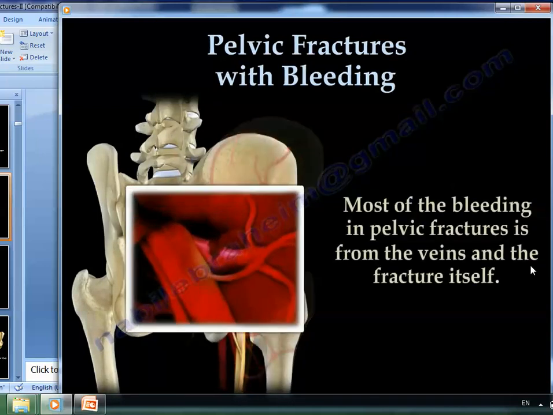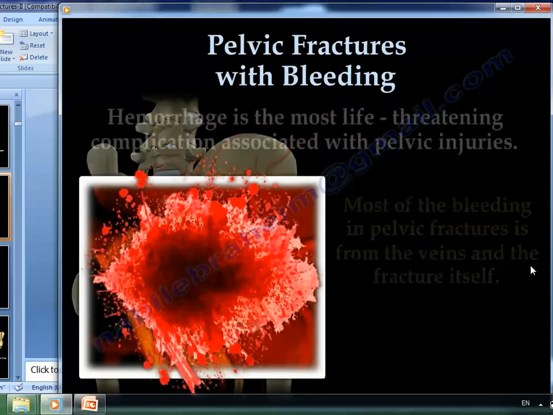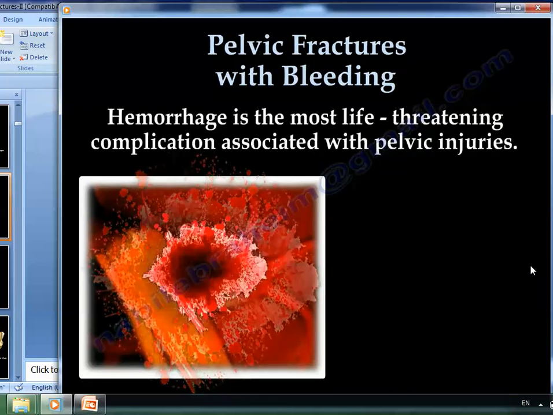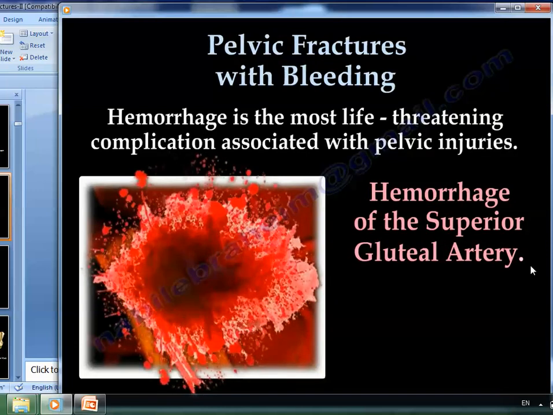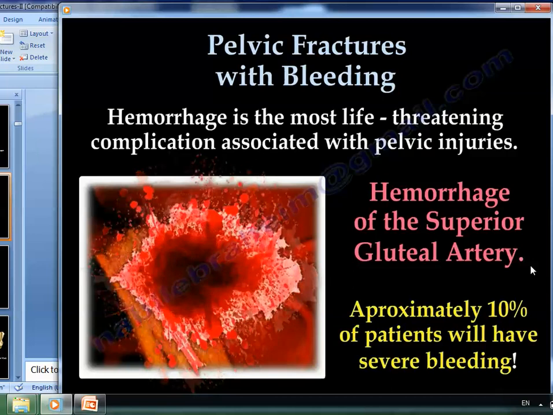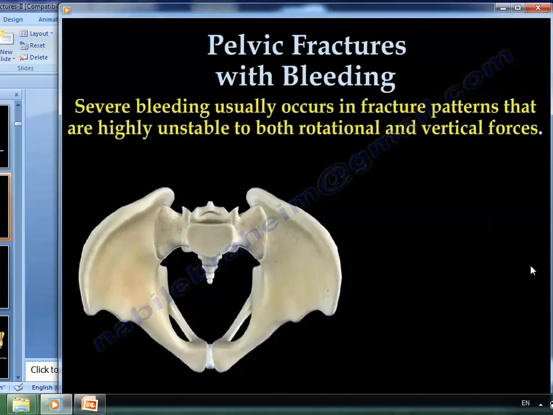However, most of the bleeding in pelvic fractures is from the veins and the fracture itself. Hemorrhage is the most life-threatening complication associated with pelvic injuries. It is usually hemorrhage of the superior gluteal artery. Approximately 10% of patients will have severe bleeding. Severe bleeding usually occurs in fracture patterns that are highly unstable to both rotational and vertical forces.